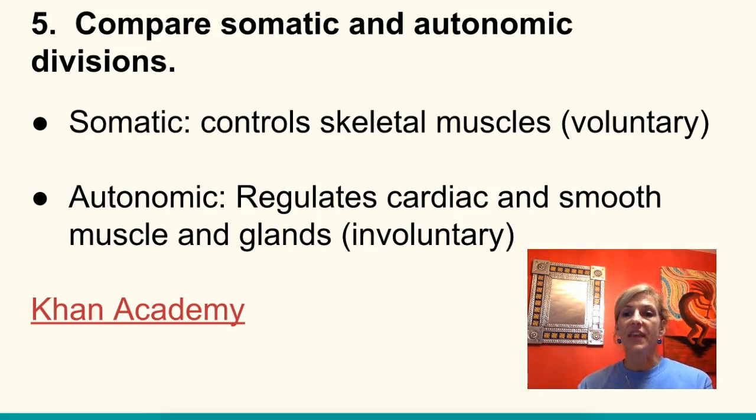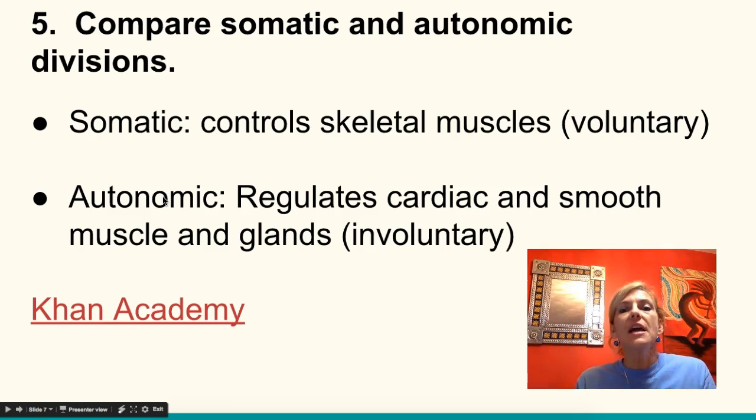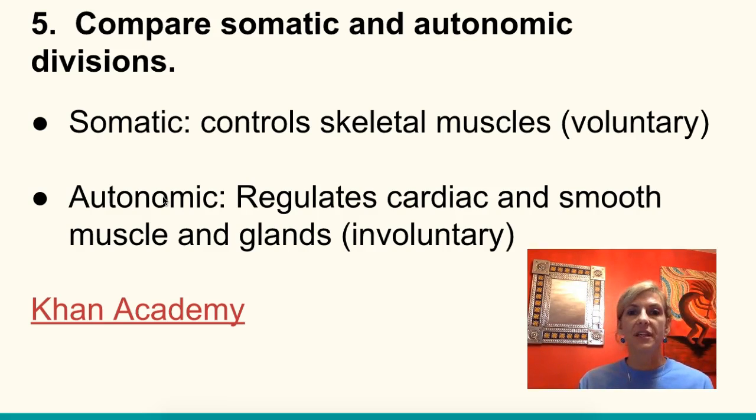Autonomic is the things that we cannot control. You see the word automatic; you almost see that when you read that word. The autonomic regulates involuntary things like your cardiac muscle, your smooth muscle, and your glands. Glands will release hormones, your heart rate speeds up and slows down, and smooth muscles like your vessels can constrict or dilate.